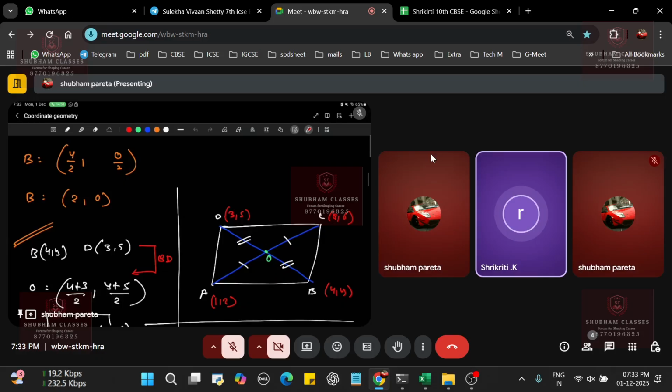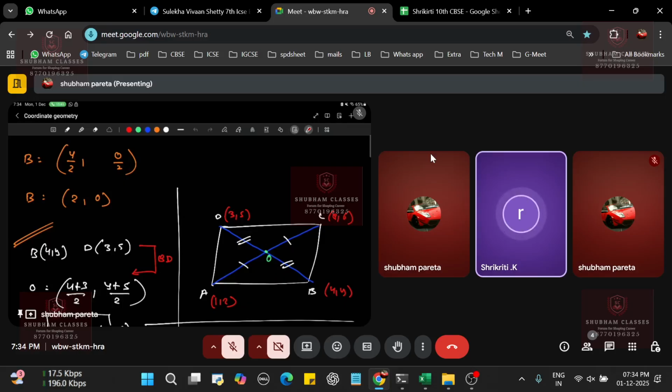Sir, I've used the formula, and we know that AC bisects BD. So the midpoint of AC is the same as the midpoint of BD. I've used the midpoint formula twice and equated them both: (x1 plus x2 by 2, comma y1 plus y2 by 2) is equal to the same. I substituted the values, which is (1 plus x by 2, comma 2 plus 6 by 2) is equal to (3 plus 4 by 2, comma 5 plus y by 2).